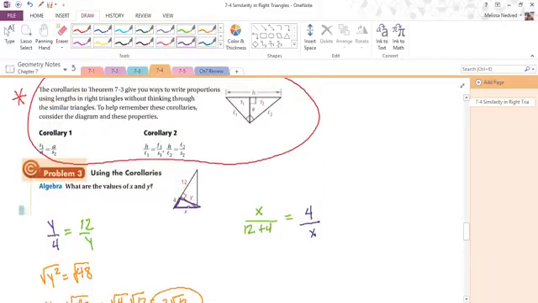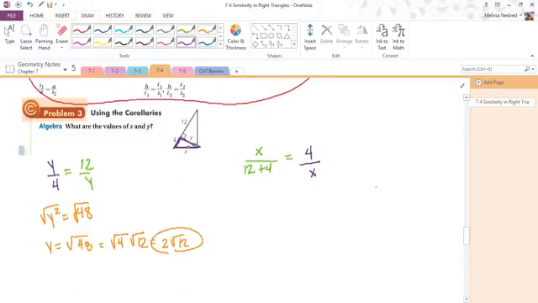And you can see that in this kind of shorthand up here if you look at corollary 2. So now cross multiply to solve. Let's pick a new color. X times x is x squared. 12 plus 4 is 16. 16 times 4 is 64. So x squared is equal to 64. So x is equal to the square root of 64. 64 is a perfect square, so I get a nice little number of 8.